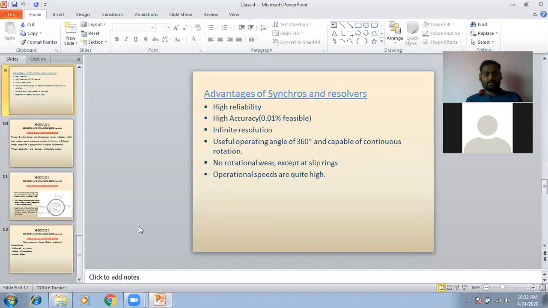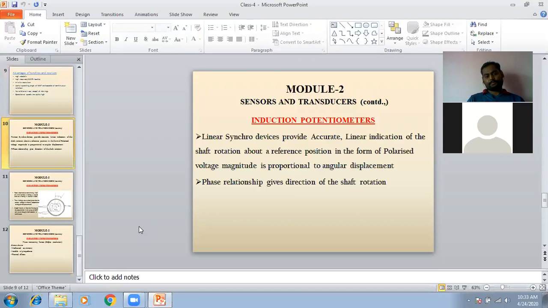After the resolver, what are the advantages of the synchros and the resolvers? These have high reliability and high accuracy with a 0.01% error, and infinite resolution, useful for an operating angle of 360 degrees and capable of continuous rotation. So they can operate up to 360 degrees. They can continuously sense up to 360 degrees of variation, with no rotational wear and tear except the slip rings, and operational speeds are very high, right?